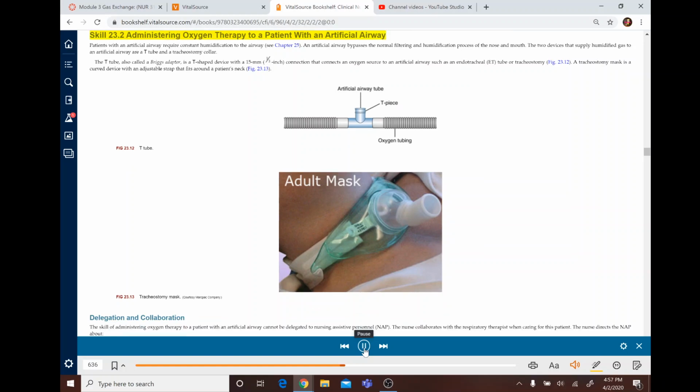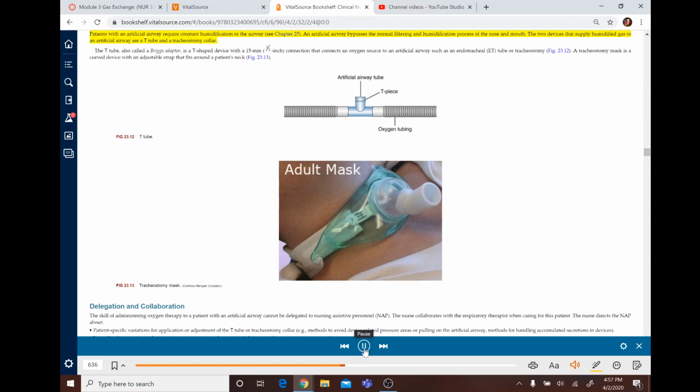Skill 23.2 Administering oxygen therapy to a patient with an artificial airway. Patients with an artificial airway require constant humidification to the airway. See Chapter 25. An artificial airway bypasses the normal filtering and humidification process of the nose and mouth. The two devices that supply humidified gas to an artificial airway are a T-tube and a tracheostomy collar.